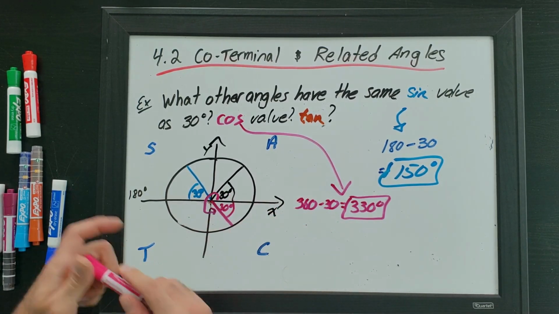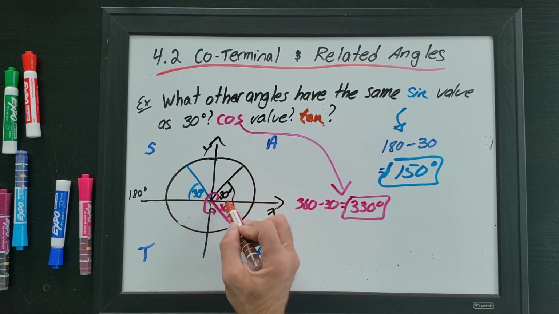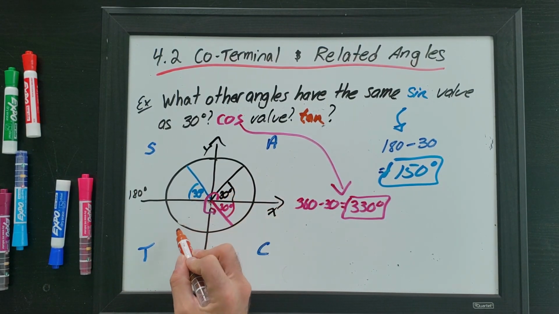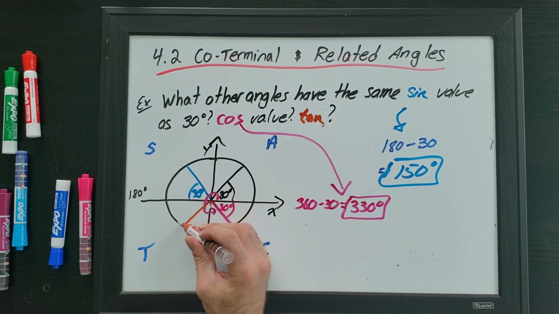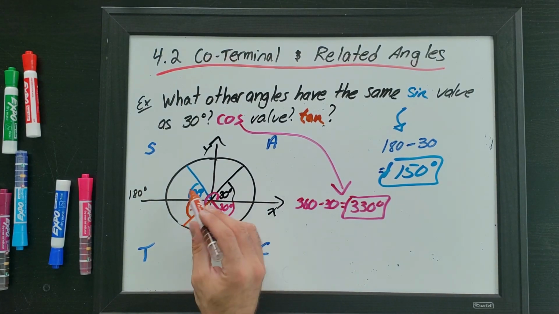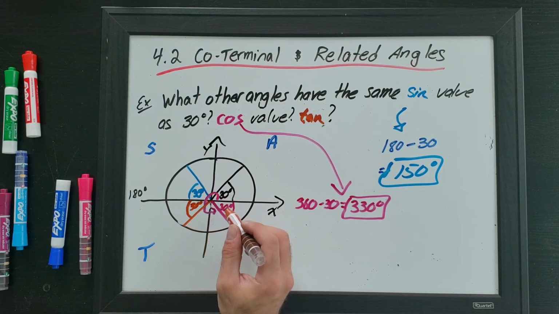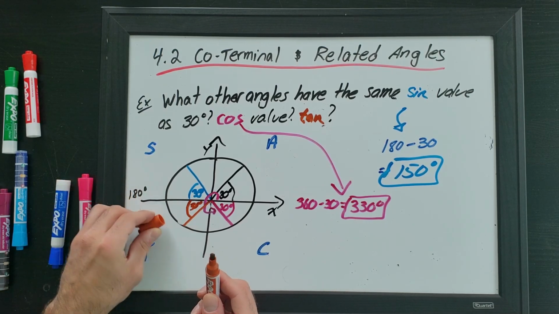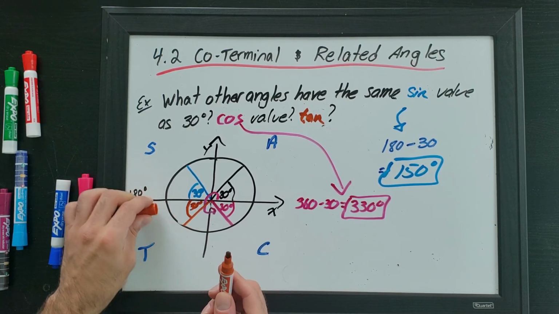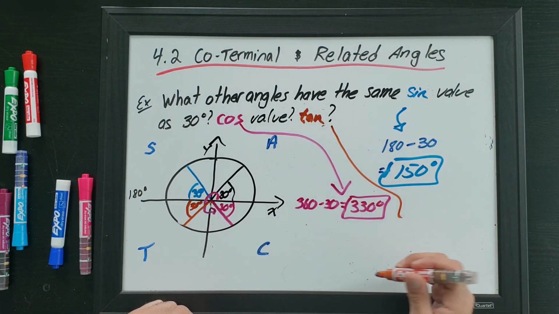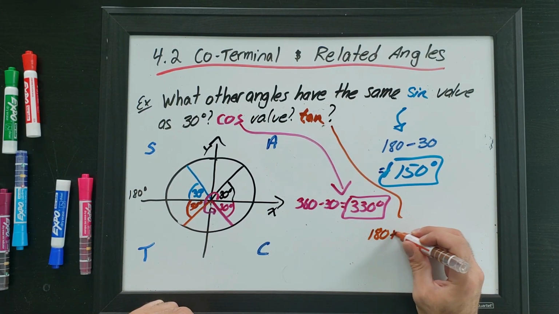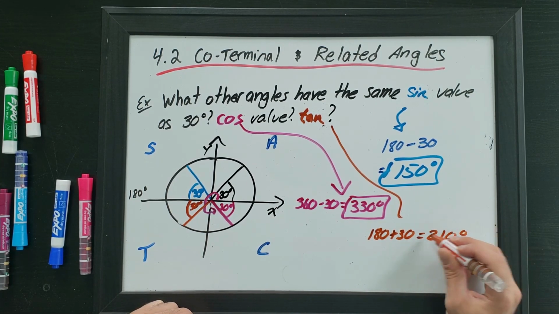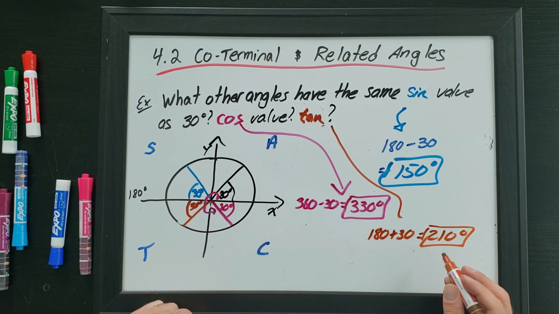Okay, now lastly, tan. Tan is positive here, so tan of 30 is going to be the same as tan of whatever angle is over here. So I'm going to draw my angle here, and I'm going to use the x-axis to anchor my angle. These are all related angles in here. They relate to 30. Now, tan of 30 is the same as tan of 180 plus 30, because this is where it's positive in here. So 180 plus 30 is 210 degrees. Okay, so the other angle that has the same tan value as 30 is 210.